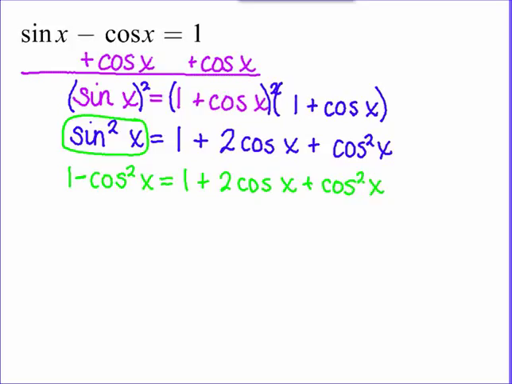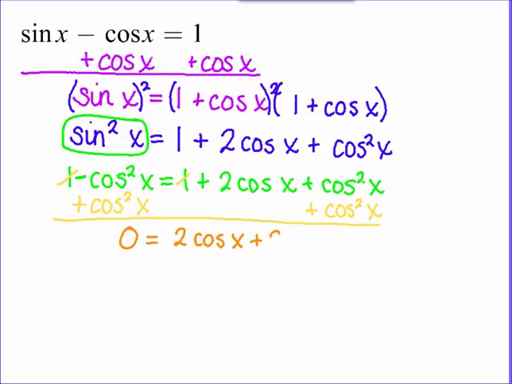And so now in looking at that, I need to simplify, so I need to get everything over to one side. First of all, the 1's cancel. What do you do now? Yep. Add your cosine squared x to both sides. So what are you left with on the left side? 0. On the right side, what do I have? 2 cosine x plus 2 cosine squared.